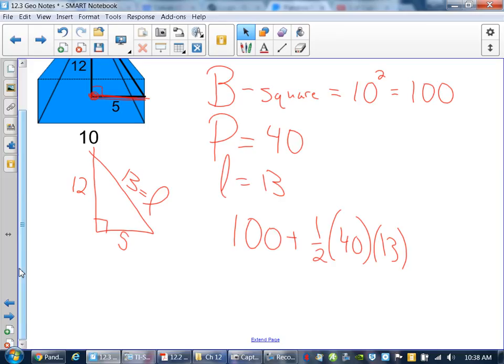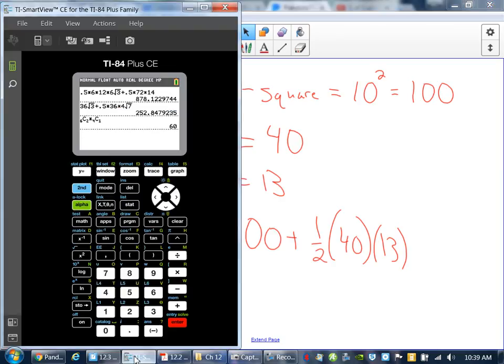Now, remember, when you're putting this stuff in the calculator, a lot of times when I do multiplication on the board, I use parentheses to show it. You don't have to use the parentheses. You can just hit times. It'll work. Sometimes people just use the times because it's easier to write. So I do 100 plus 5 times 40 times 13. I get 360 something squared.